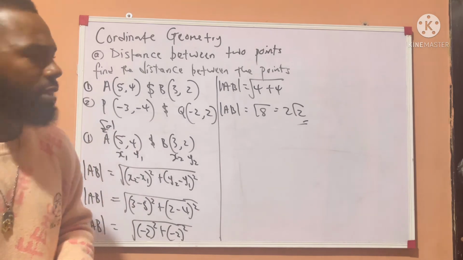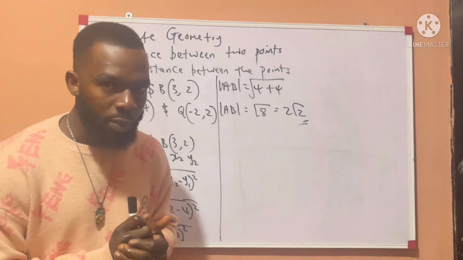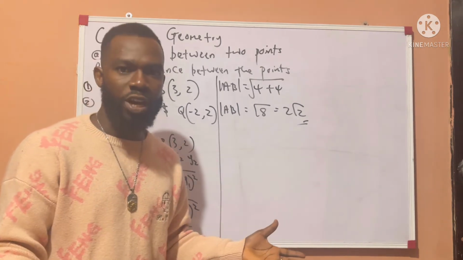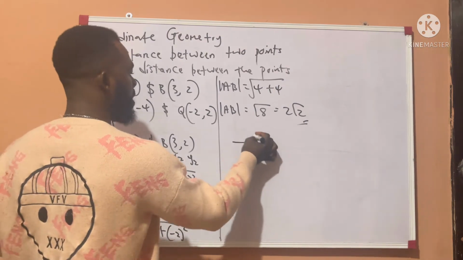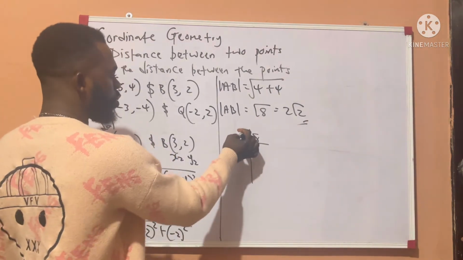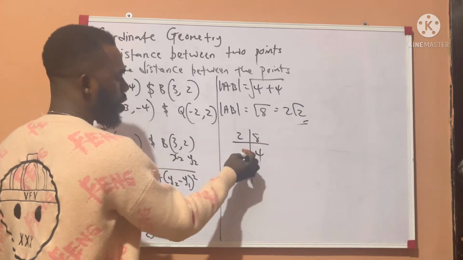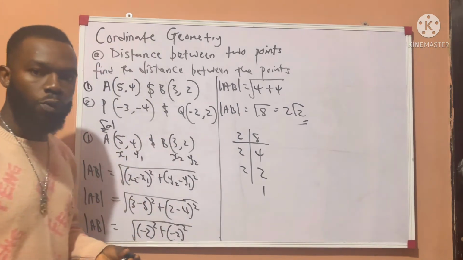I will explain. When you are simplifying surds, the simplest way you can use is applying the LCM method. So if I look for the LCM of 8, the lowest number that goes into 8 is actually 2, and it gives us 4. Also 2 into 4 gives us 2, and 2 into 2 gives you 1.